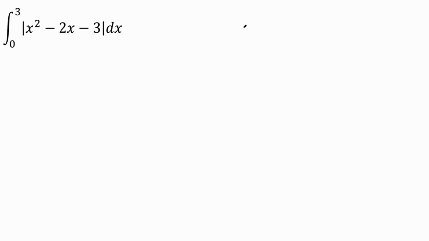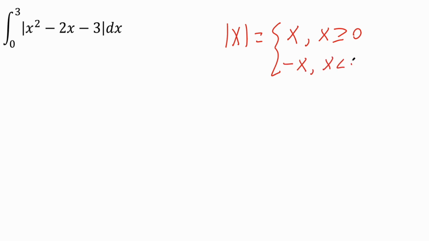So we're dealing with an absolute value with an integral, so let's recap. The absolute value of x behaves like a piecewise function. It behaves like x whenever x is greater than or equal to 0, and like negative x whenever x is less than 0. If x is 2, then the absolute value is 2. Likewise, if x is negative 2, the absolute value of negative 2 is also 2.